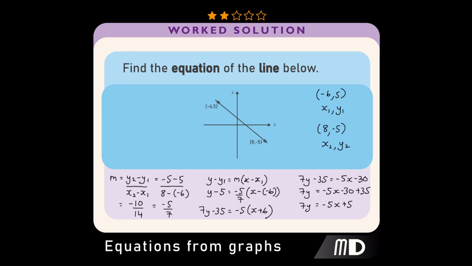Sometimes in maths, we like to have an equation where one side of the equal sign doesn't begin with a minus. So I'm just going to switch these around to give me 5, take away 5x. But that's the equation of my line.